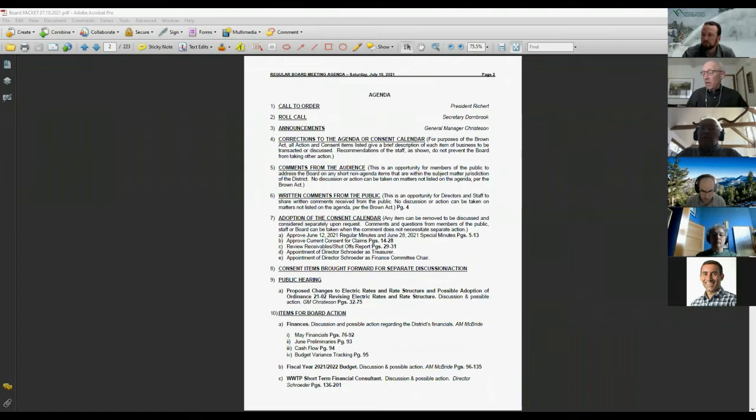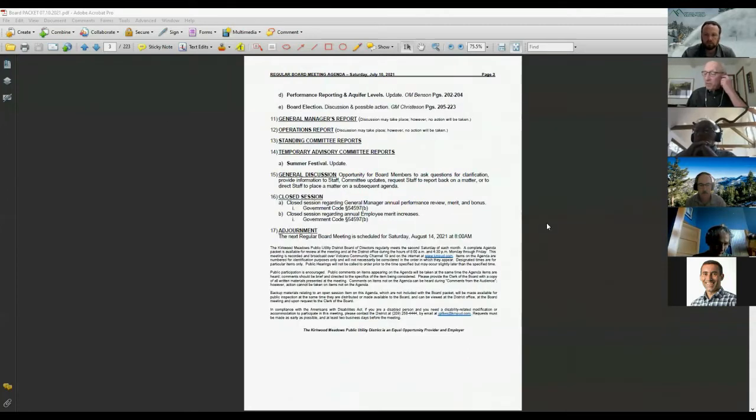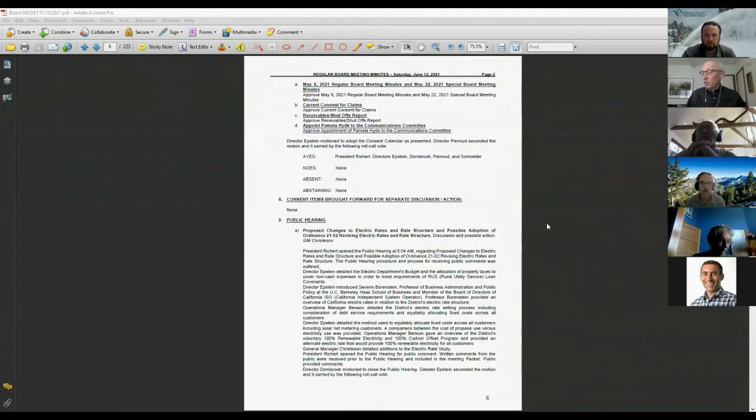Okay, we'll move on to item 9, a public hearing, 9A. Proposed changes to electric rates and rate structure and possible adoption of ordinance 21-02, revising electric rates and rate structure. So the way I'd like to handle this is similar to the last time, but Eric, any review you want to make of the ordinance, the elements of the ordinance? I think we're familiar with them, but you may want to do an overview.